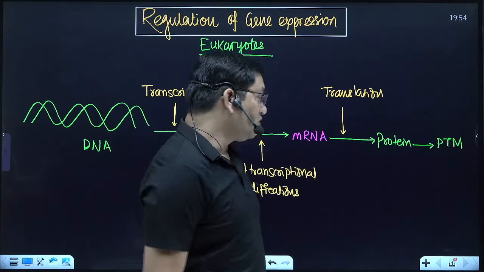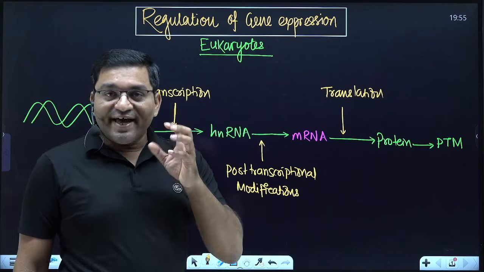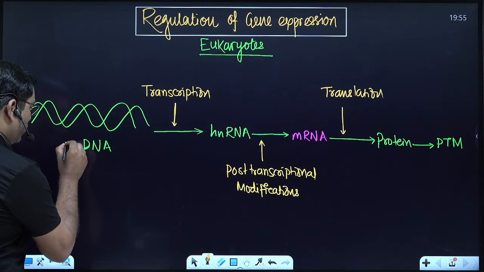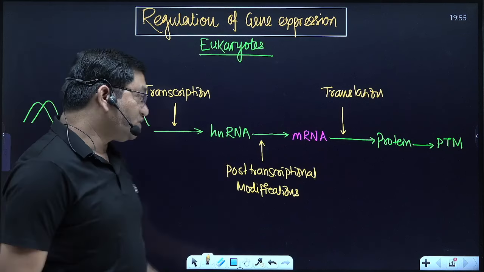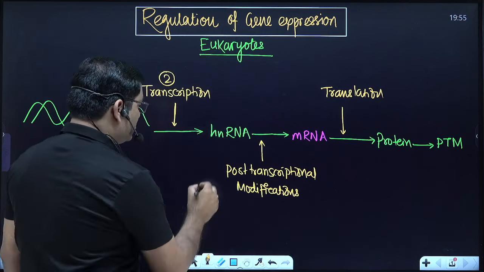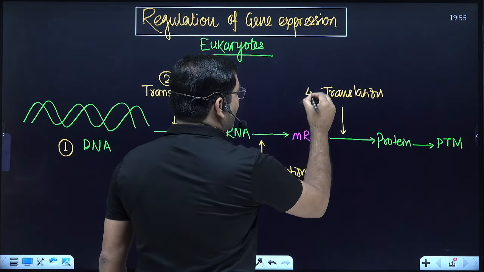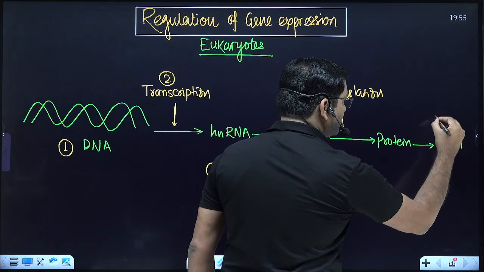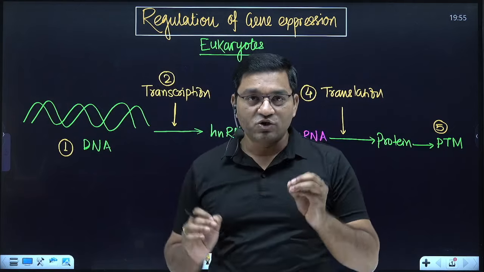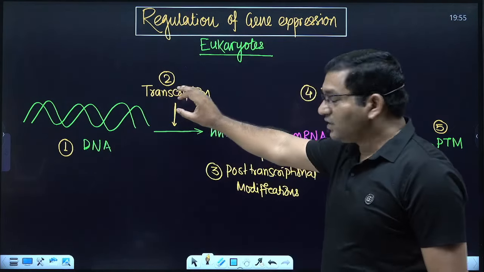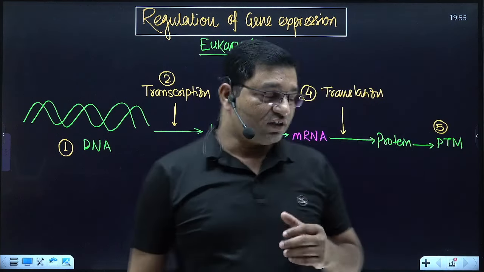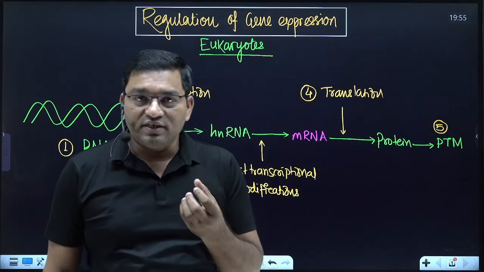Eukaryotic gene expression is controlled or regulated, first, at the level of DNA. Second, in the transcription process. Third and most important is post-transcriptional control of gene expression. Fourth, at the translational level, and fifth, but minor, post-translational modification. So these are the levels at which the regulation of gene expression in eukaryotes occurs. Got it? At the DNA level, at the transcriptional level, in the post-transcriptional modifications, in the translation process, and in the post-translational modification.